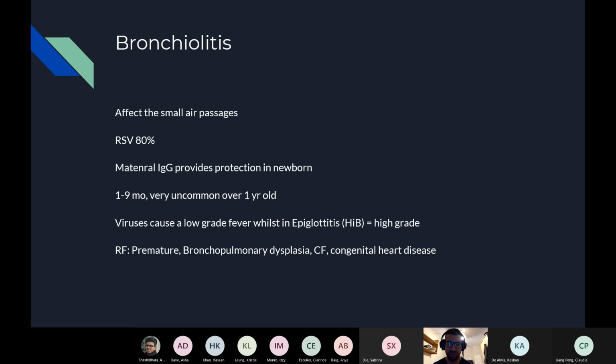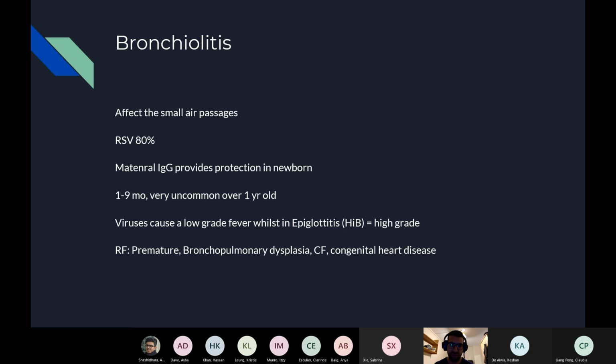80% of the time it's respiratory syncytial virus, and normally maternal IgG from the mother, which remember crosses the placenta, protects the newborn. But once they get to 1 to 9 months old, that protection isn't there as much, and that's when they tend to have it. Your very small babies are the ones who tend to get bronchiolitis.